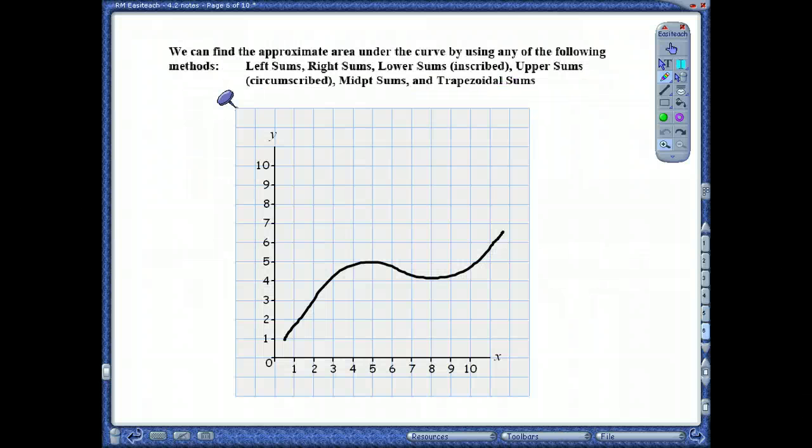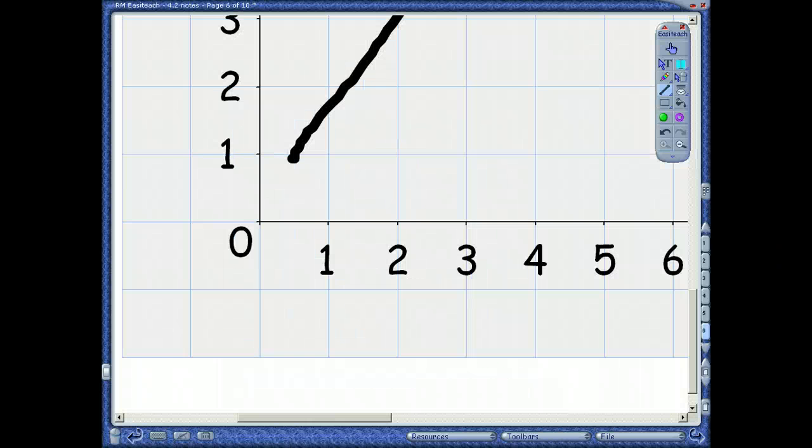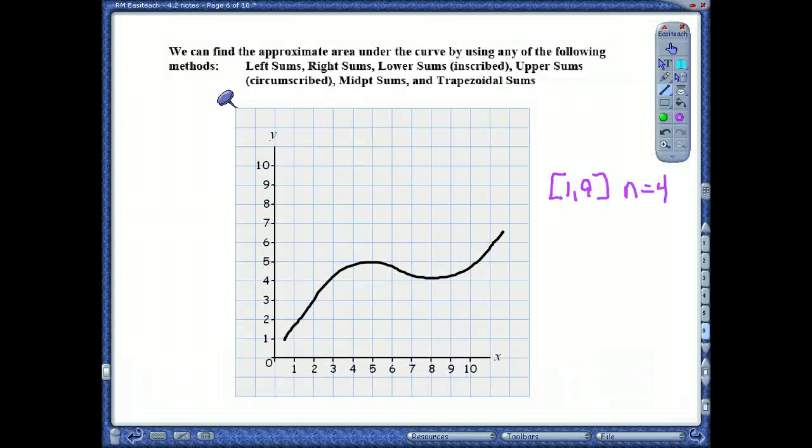Okay, so looking at this right here, let's say they told us we wanted to estimate the area from 1 to 9 and they want us to use 4 rectangles. So that means we've got from 1 to 9. If we're going to do 4 rectangles, we're going to go from 1, oopsie, I don't even know what happened there. Okay, so we're going to make a line here. So from here to here, and then we're going to go from here to here, because if we're going from 1 to 9, we know that they're going to go by 2s.